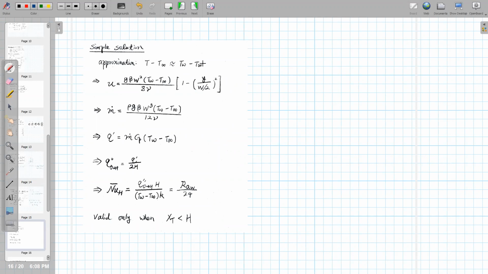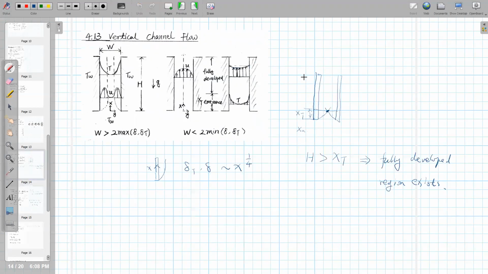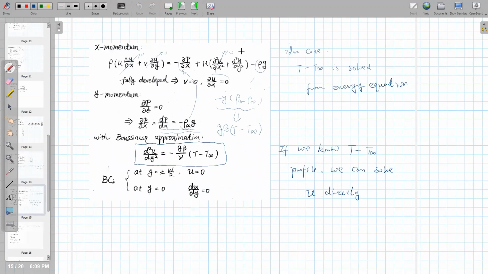Okay, and this implies that T wall minus T is much smaller than T wall minus T infinity. Basically this means that this gap is very small, the small gap between this curved line and this horizontal line. This region is very small.